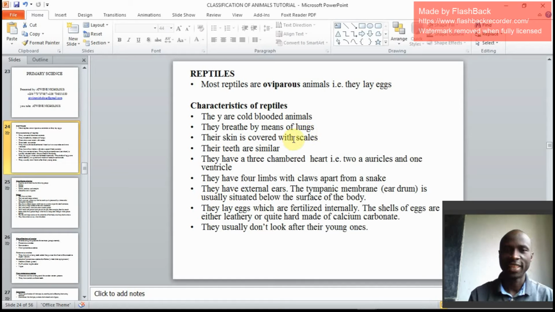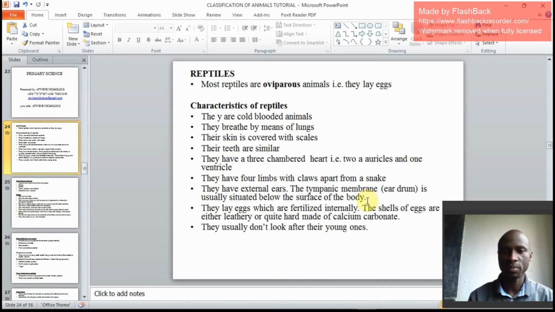Their skin is covered with scales. Their skin is scaly. Their teeth are similar. They don't have canines, molars, premolars, and incisors. They have three-chambered hearts, whereby they have two auricles. These are two upper chambers, left auricle and right auricle. And then the lower chamber, which is the ventricle, they have one, unlike mammals.